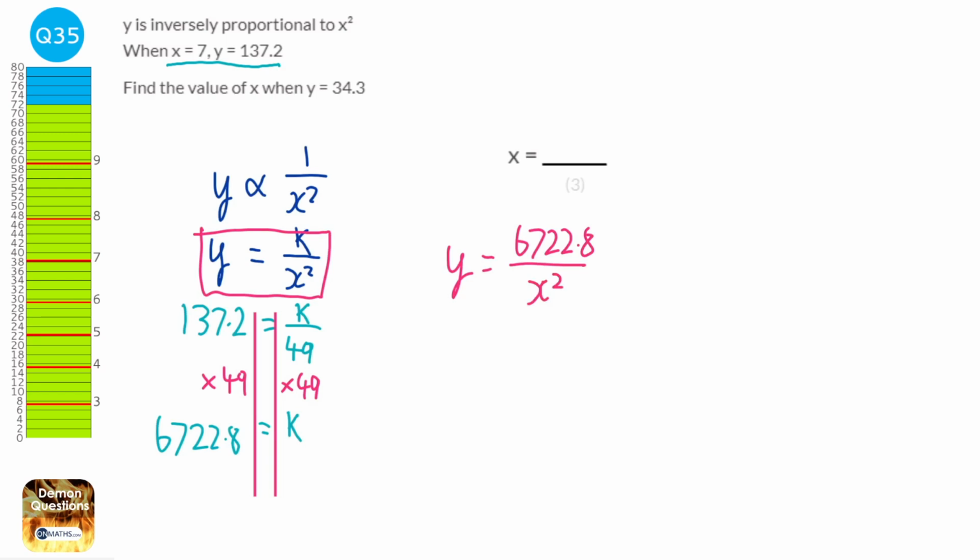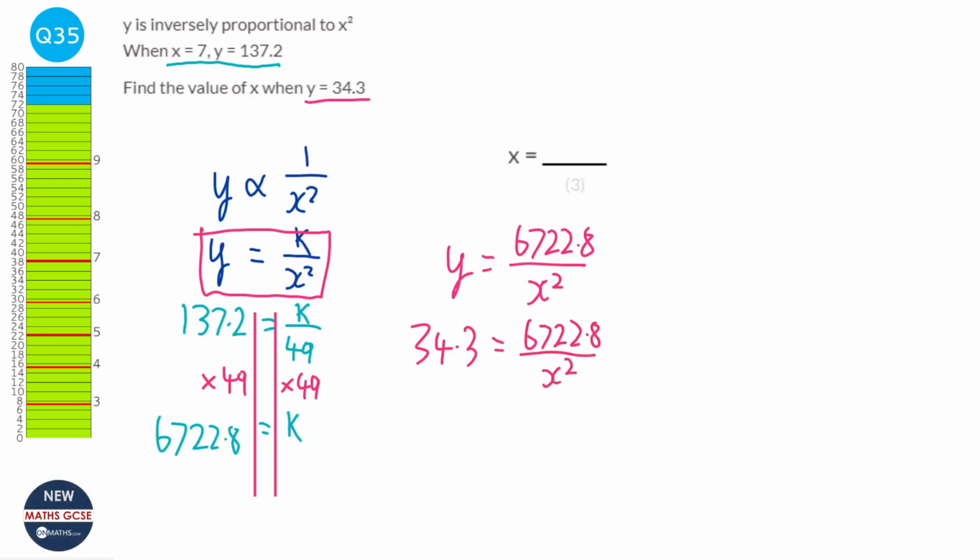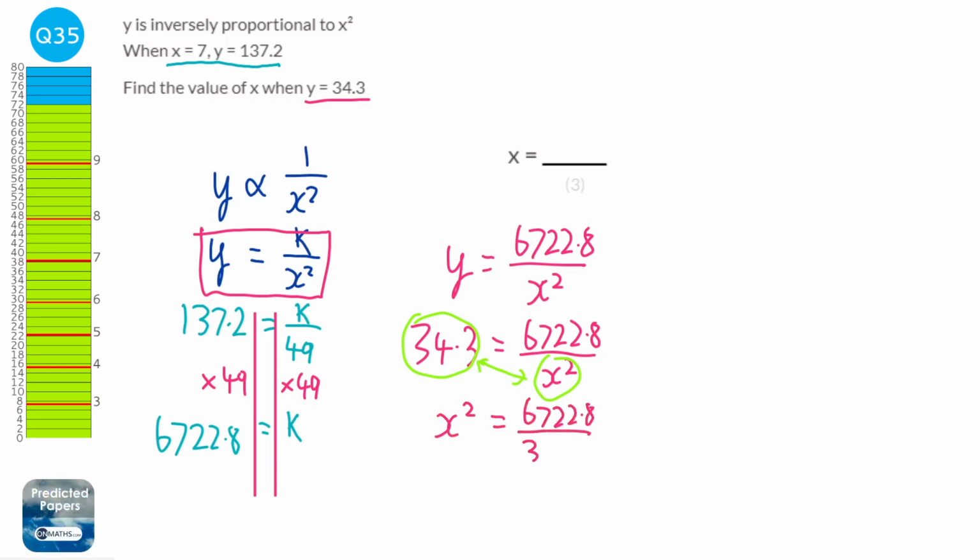And we're going to rewrite that to find out what x is when y is 34.3. So we're going to substitute the 34.3 in. And there's a little trick here. If you've got the unknown at the bottom, what you can do is actually just swap these two over. And effectively what we're doing there is timesing both sides by x squared and dividing both sides by 34.3. So we've got x squared equals 6722.8 over 34.3.